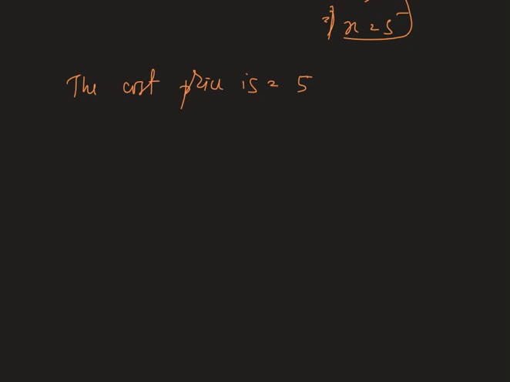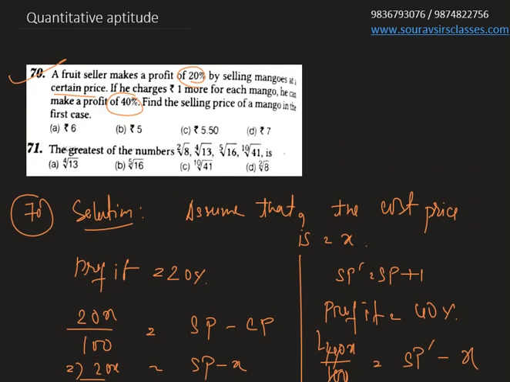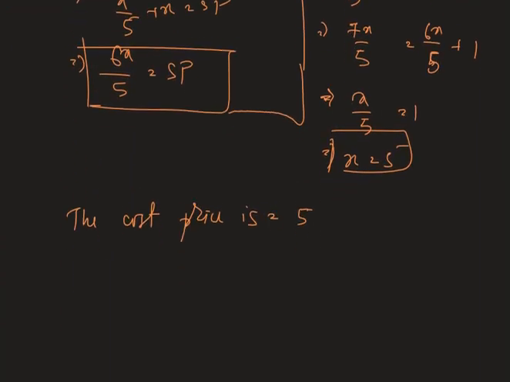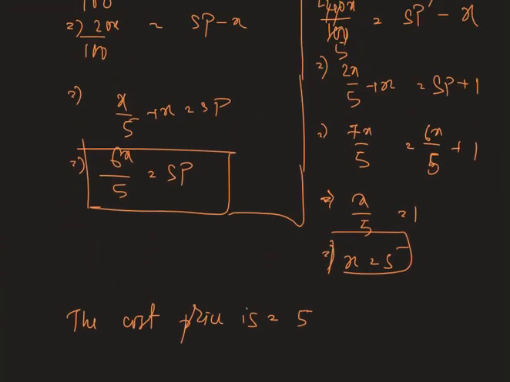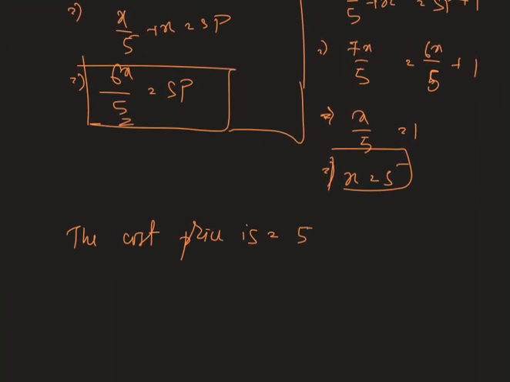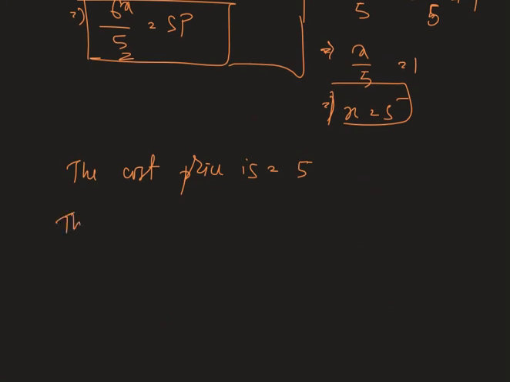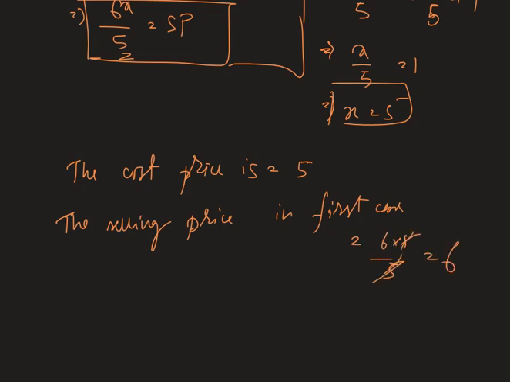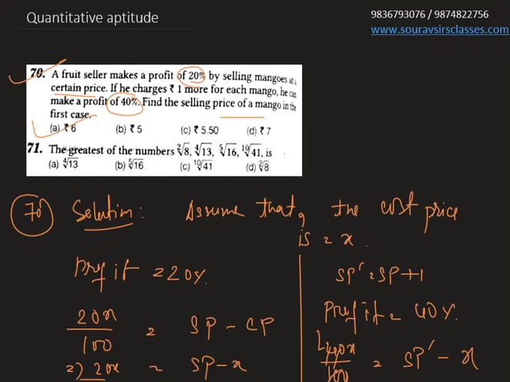Okay, but we need to find the selling price in the first case. Now the selling price in the first case is 6x by 5, hence the selling price in first case is 6 into 5 by 5, which is nothing but 6 rupees. So option A is the correct answer. Okay, now let's see the next question.